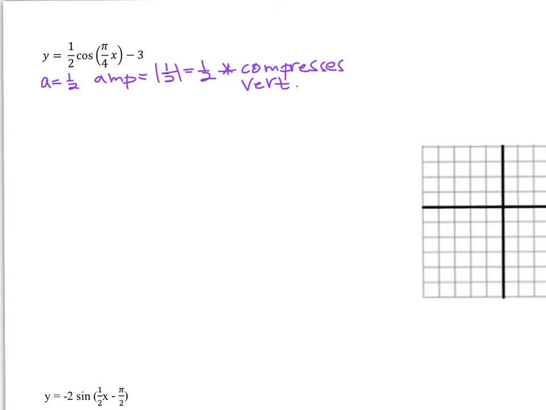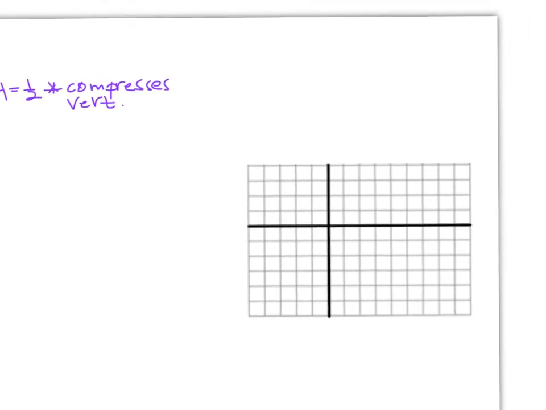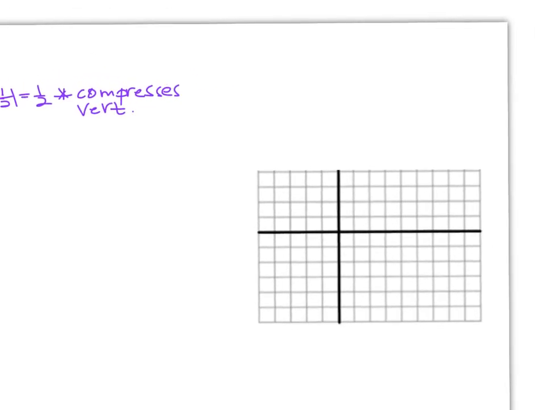Keep it simple. The b is pi over 4. So I'm going to put that over here on the right-hand side. If b is pi over 4, pi divided by 4 is actually less than 1. And if b has a value that's less than 1, how do we describe the function? It's going to stretch horizontally.